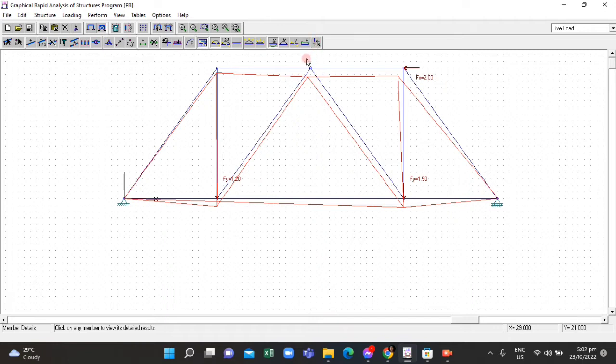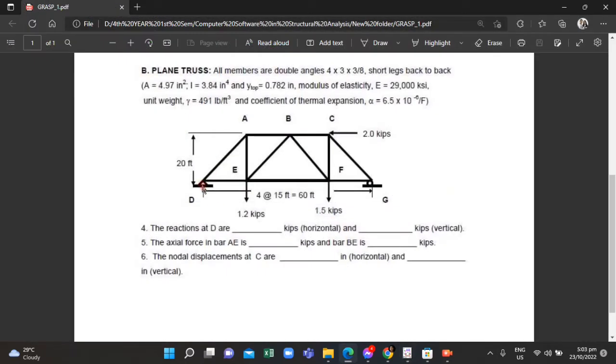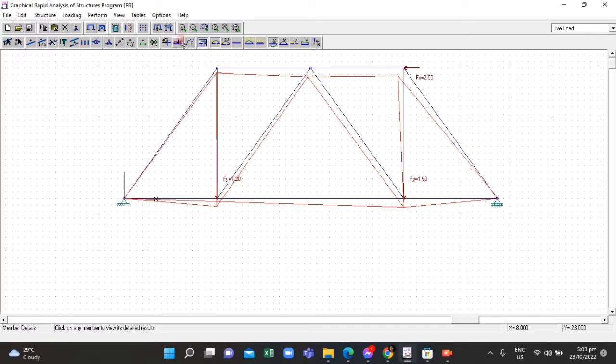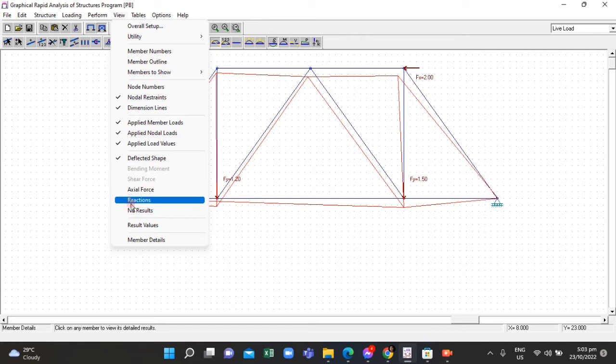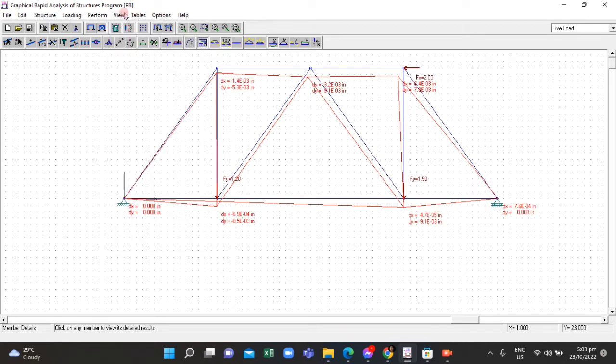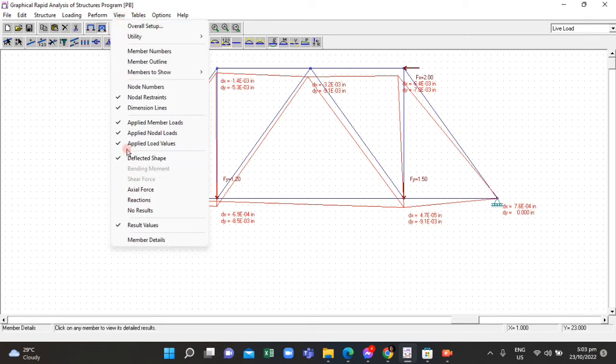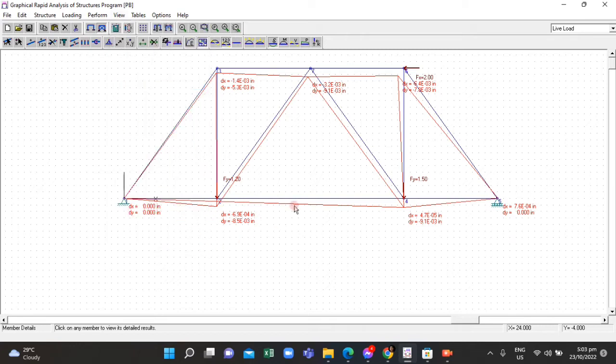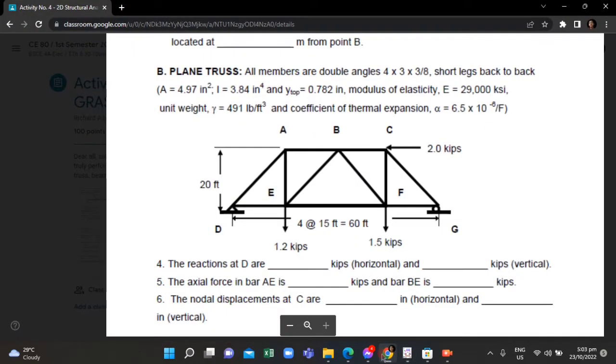So what are we required to get here is basically the reactions at D. So this is the point D. So in our structure, result values, I'm gonna change the views, then the node numbers. So here we are tasked to find the reactions at D. Reactions at D, both the vertical and the horizontal reactions.